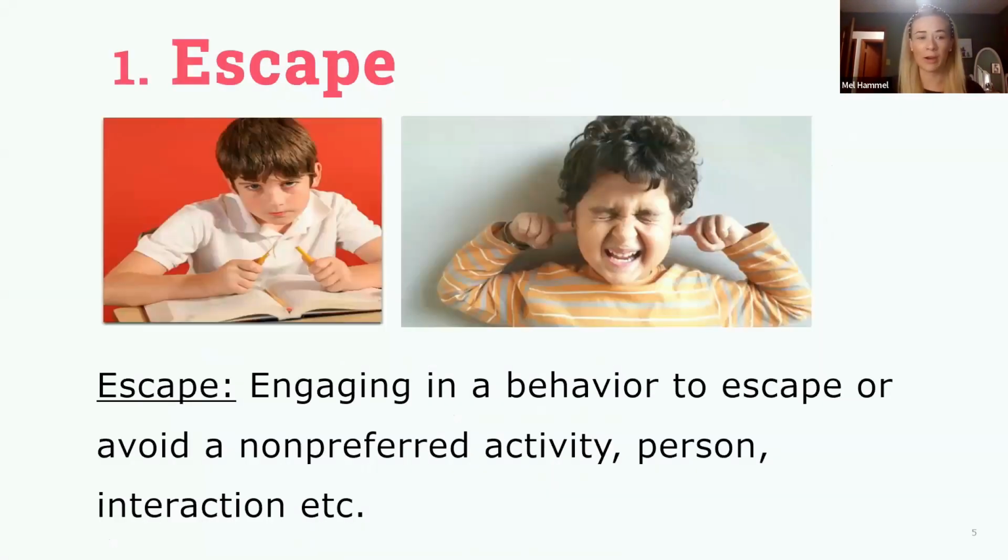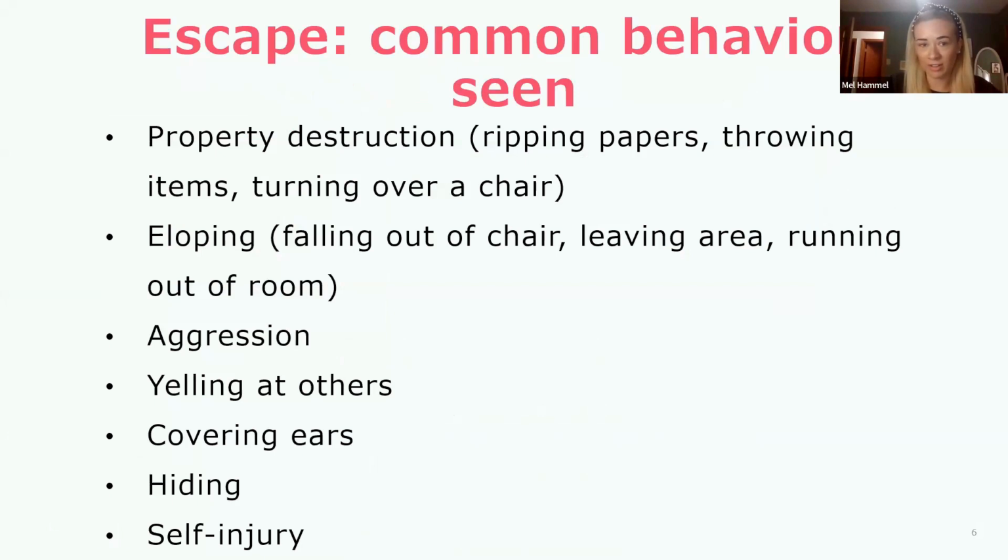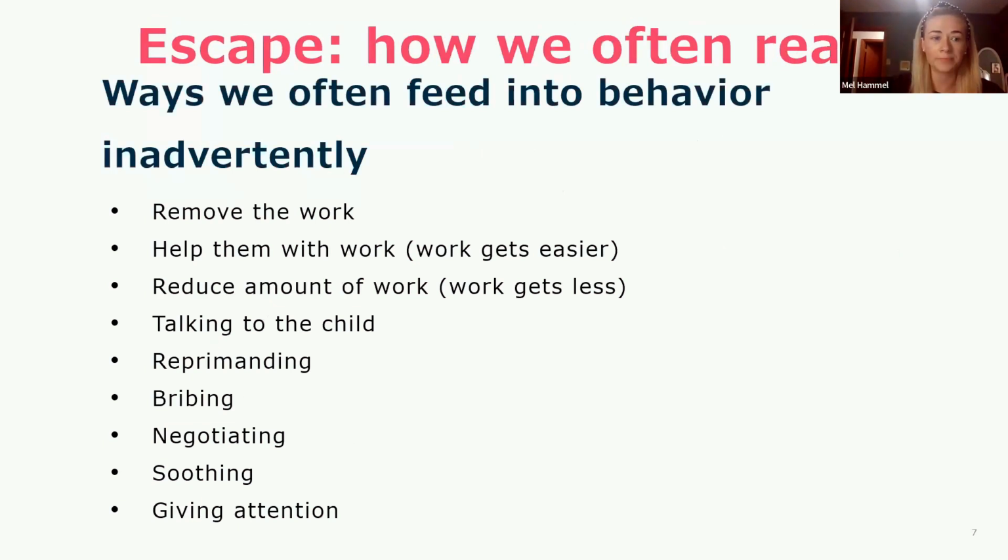So we talked about what these behaviors can look like. So what escape maintained behaviors can look like, and how everybody's behaviors can look a little bit different but serve the same function. A lot of the times we see the same type of behaviors with different functions, or even sometimes dual functions. So it could have 2 or 3 of the same functions, depending on how we're responding. We talked about how we often respond with escape maintained behavior, specifically like removing the work, lessening the work, soothing the child, negotiating, bribery, those sorts of things.